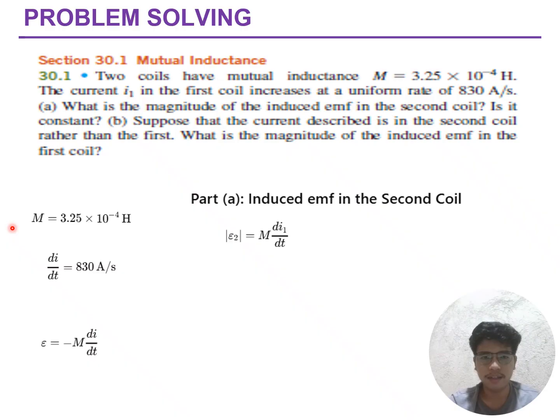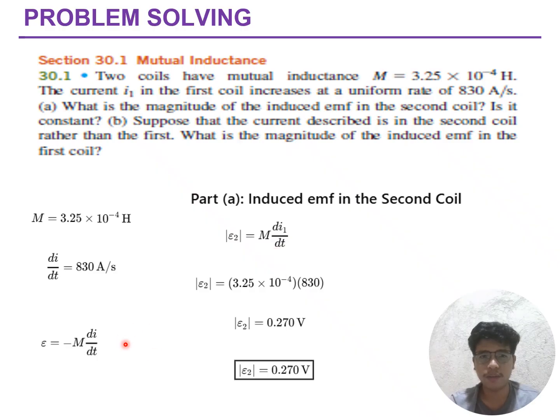Then we need to write the formula, the magnitude only. After that, we substitute the values, and after substituting, we calculate it. The answer would be 0.270 volts. So is it constant? Yes. It is because the current in the first coil increases at a uniform constant rate, so the induced EMF in the second coil is also constant.